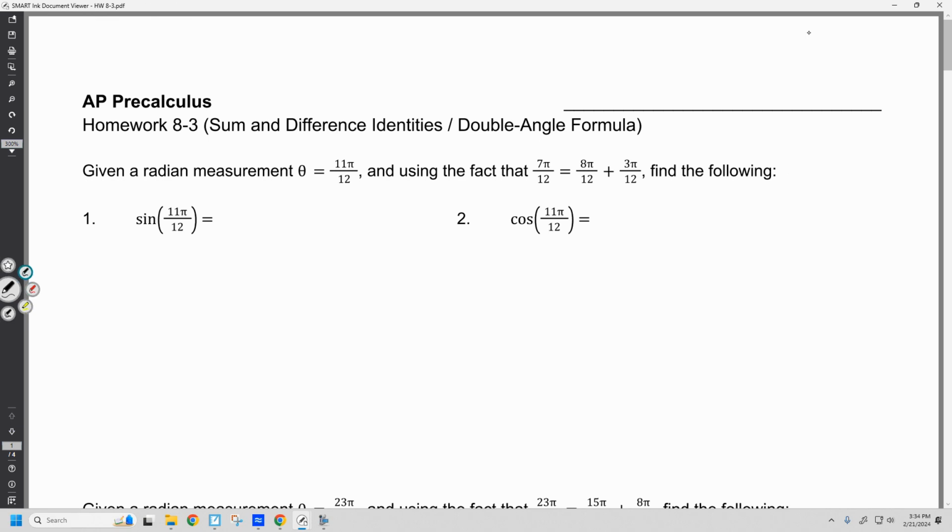First things first, there's a little typo. This should not say 7 pi, this should say 11 pi over 12.